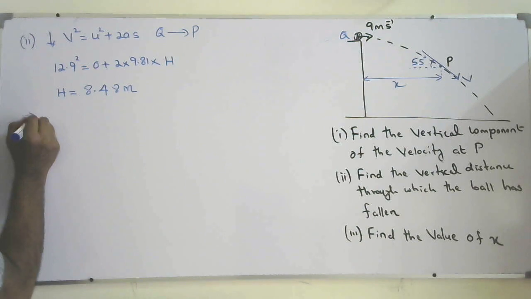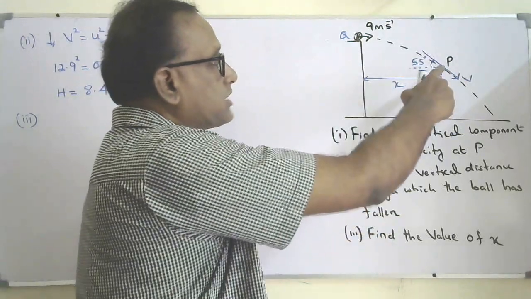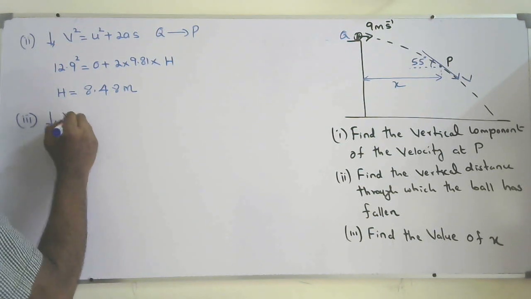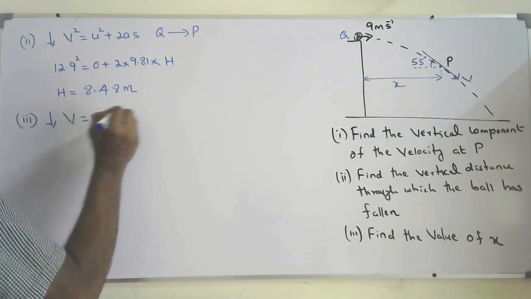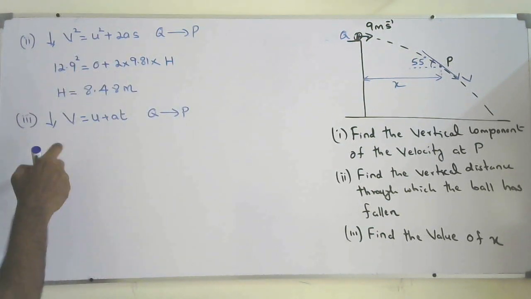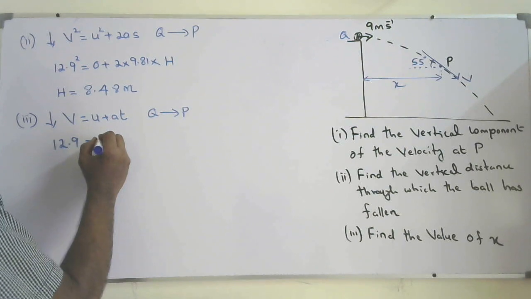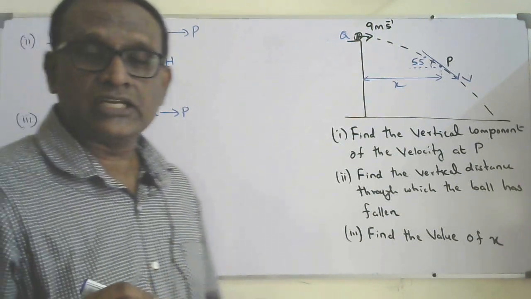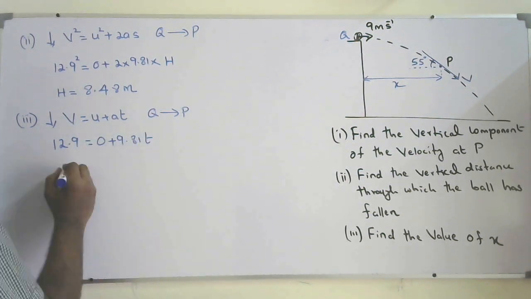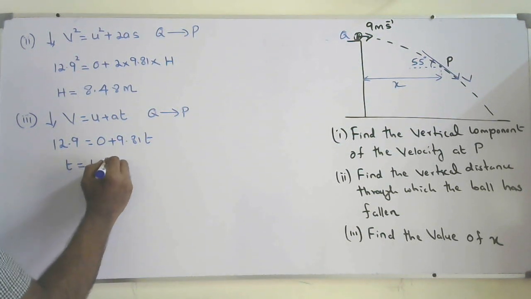Third part, find the value of x. For that I need the time, because the horizontal velocity remains unchanged. So vertically use v equals u plus at for the motion from Q to P. The vertical component of velocity at P, we know that is 12.9. So 12.9 equals the initial vertical velocity, 0, because it was projected in the horizontal direction, so 0 plus 9.81 into t. Find the time: 12.9 divided by 9.81, it will be 1.31 seconds.